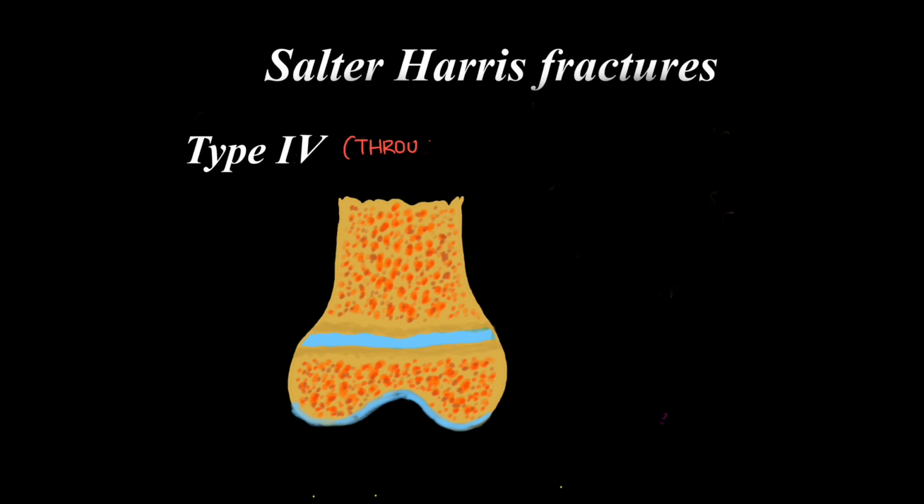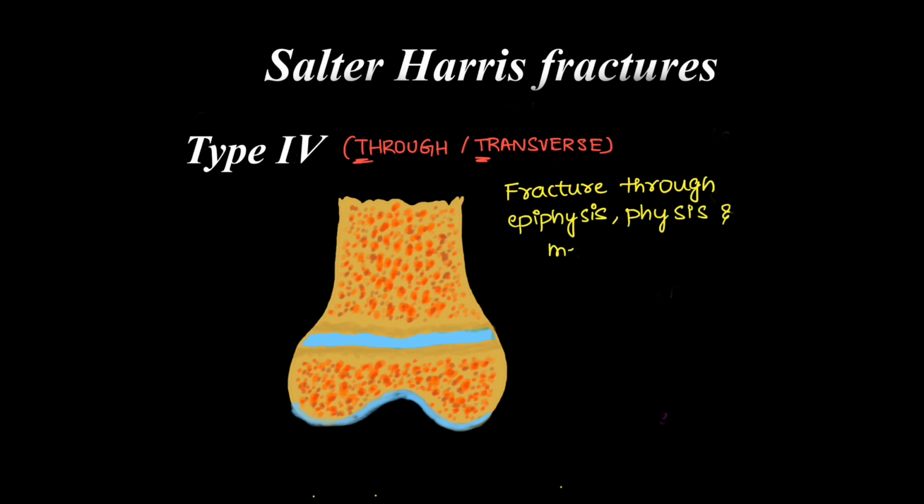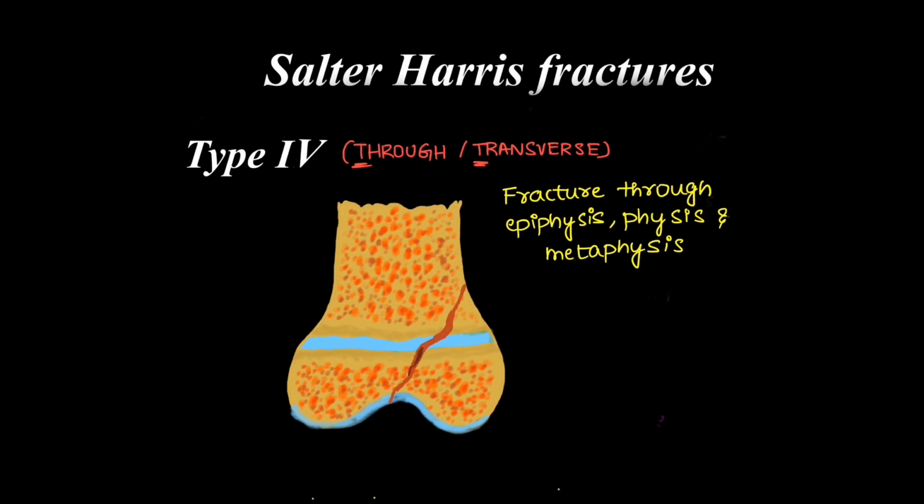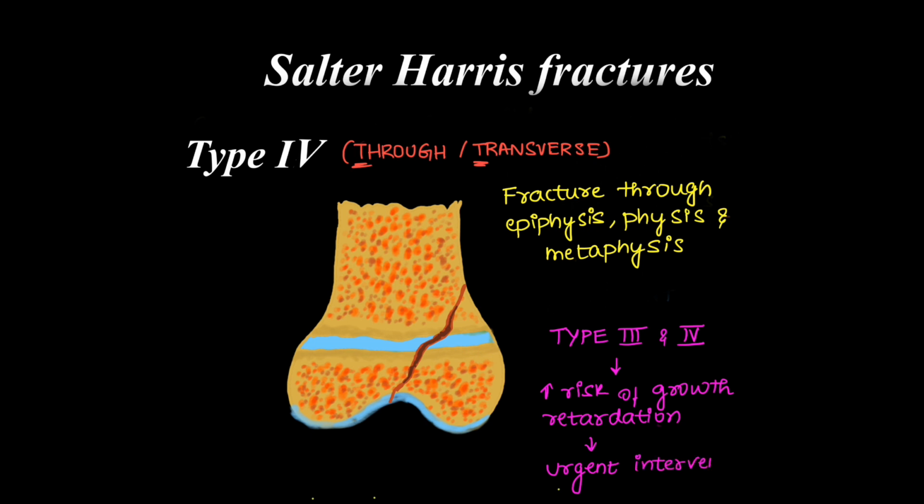Coming to type 4, Salter-Harris type 4. Remember through or transverse. These fractures cross the physis, extend through the epiphysis and also the metaphysis, like shown in this image. Type 3 and type 4 have more risk of growth retardation and urgent management is required in such cases.